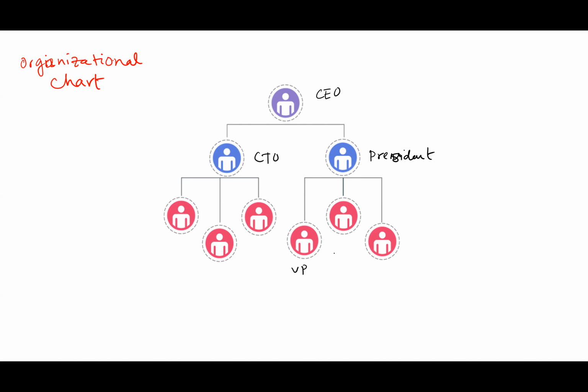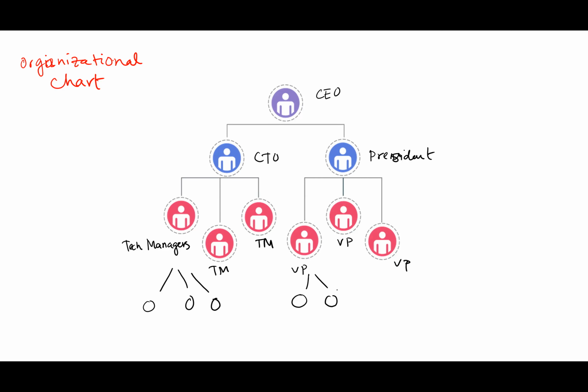Now the president has a few vice presidents reporting to him, and the CTO also has some managers, let's say some technical managers reporting to him. Okay. And these managers also may have employees under them, their own direct reports. Suppose a VP also has two people under him. So to store this kind of information, the data structure that comes most handy is a tree.